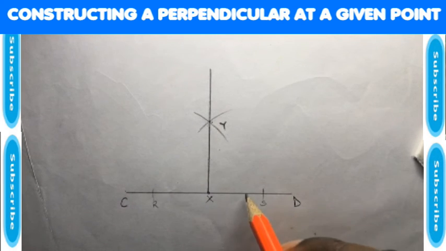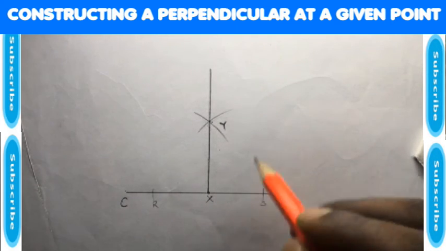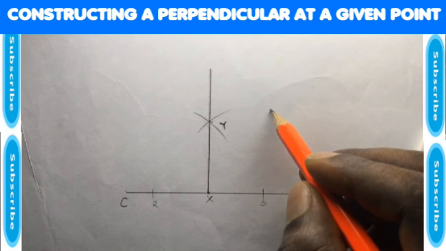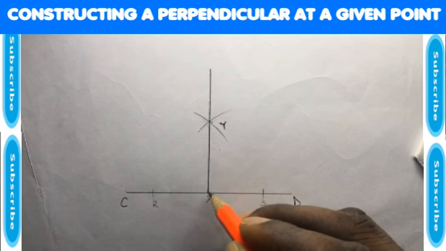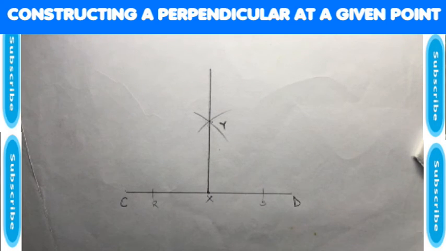So if you had a point here, you still make the arc here and the arc there, and then you stand on those arcs to make a point up here, and then you rule the line. So we have constructed a perpendicular at a given point on a straight line, and this was the given point. We created a point ourselves, and then we constructed a perpendicular on the straight line. So we are done with this particular one.